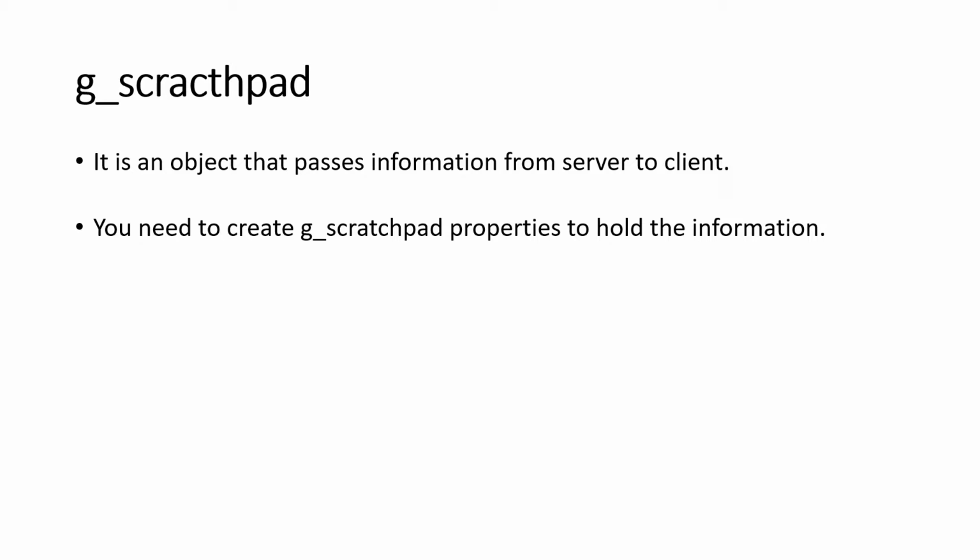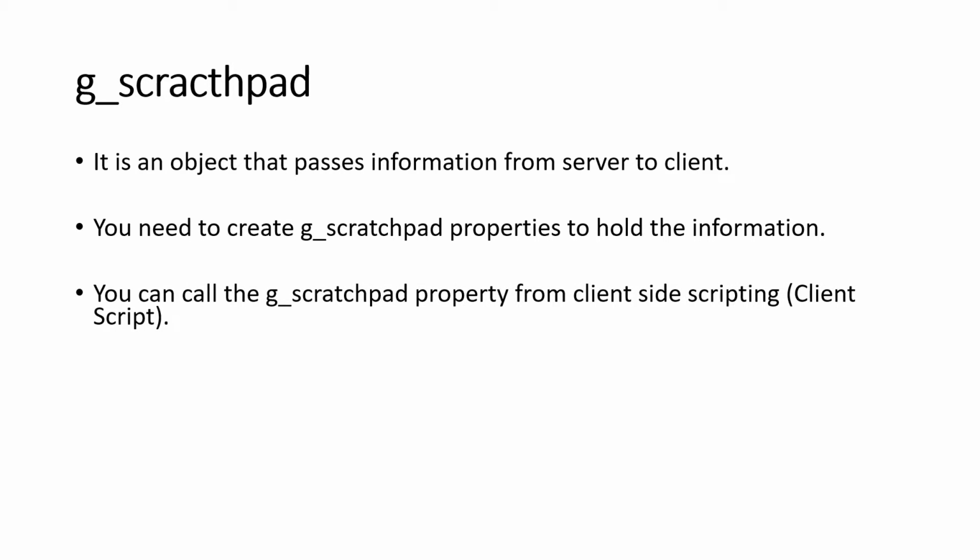Also, to use g_scratchpad, you need to create a display business rule. And inside of that, you will declare the properties of g_scratchpad. Again, I will explain it, don't worry. Then finally, you can call the g_scratchpad property from the client side scripting, and we're going to do it from a client script.